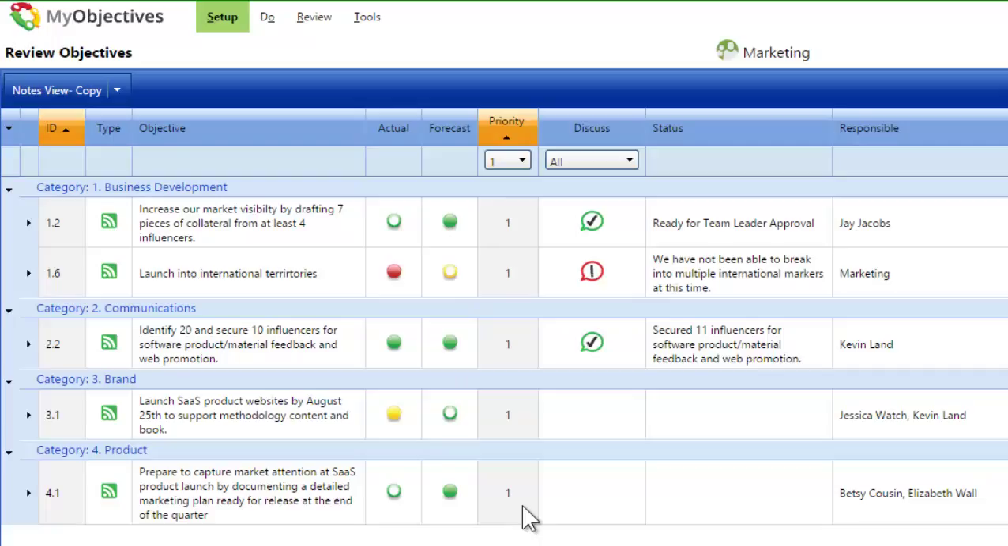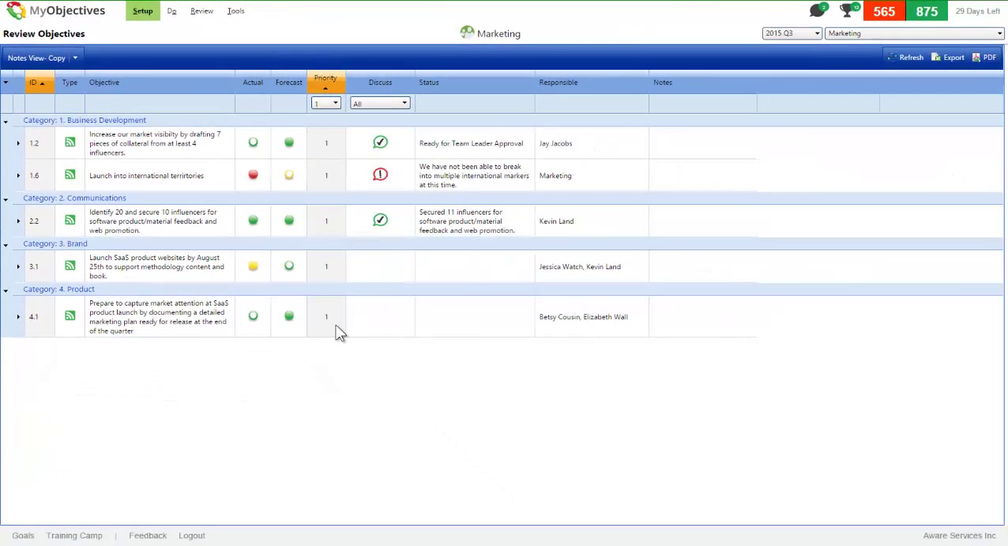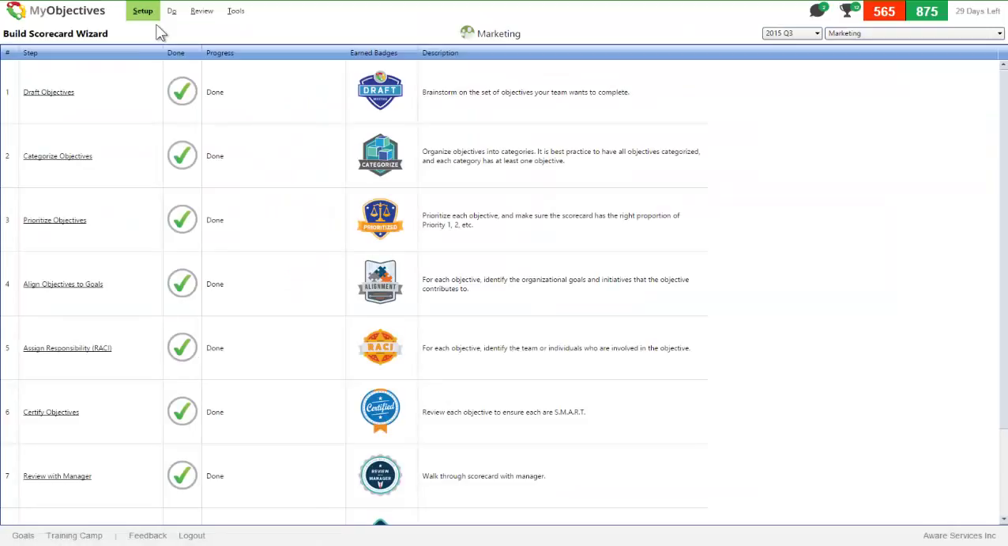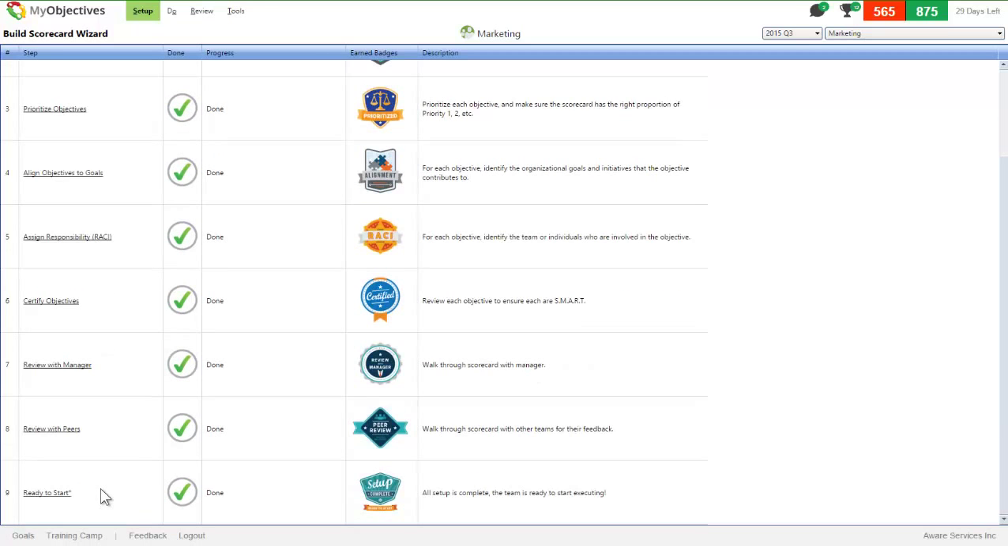The final thing I want to touch on is how to build these. What we know is most organizations have all the building components already. We already know what our strategy is, what our priorities are, even what our objectives are, and who's associated with them. So within MyObjectives, we've built a wizard that allows you to step through those activities. And it's just a simple sequence. Define your objectives, categorize them, prioritize them, align them to the strategic goals, sort out the role clarity model associated with it, and then make sure that people have reviewed and certified them before we launch the actual scorecard.